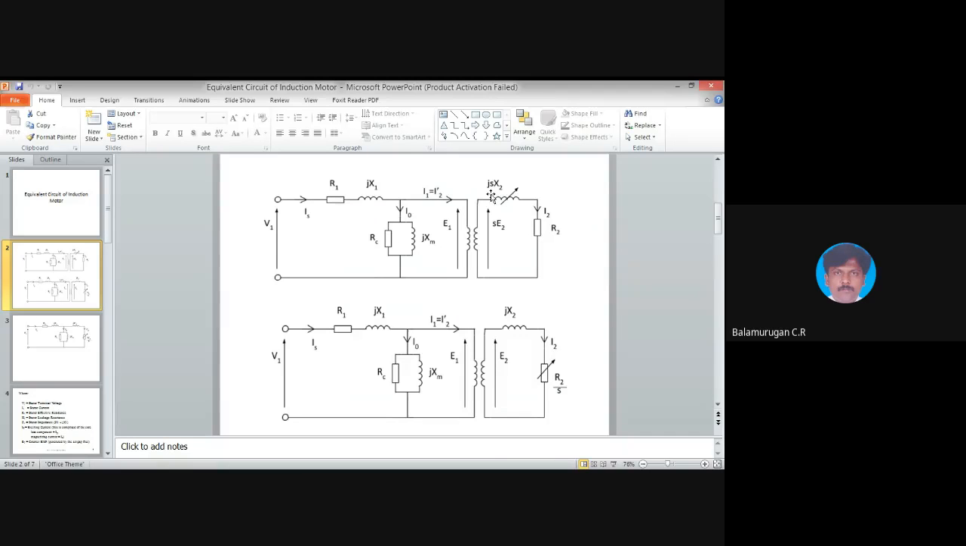So this will be the difference. And here we are going to just consider, as an example, I2 dash, R2, and this we are calling X2. And on the input side we have sE2. So this slip is an addition with respect to the induction machine. And with this, if you write the I2 dash equation, it is sE2 divided by root of R2 squared plus (sX2) squared.